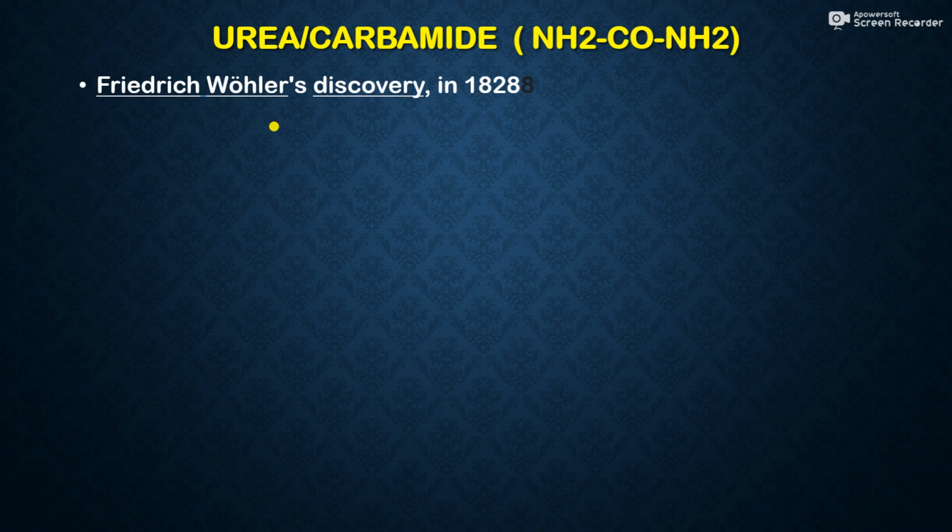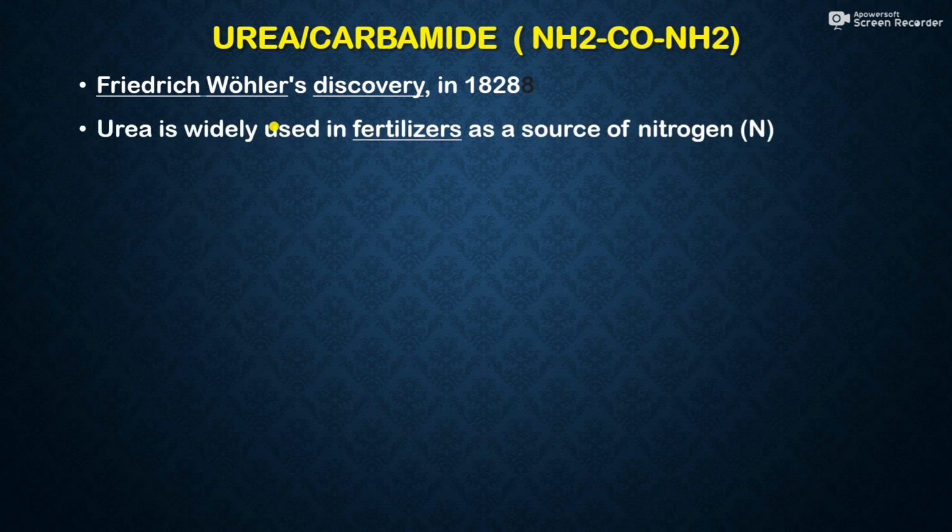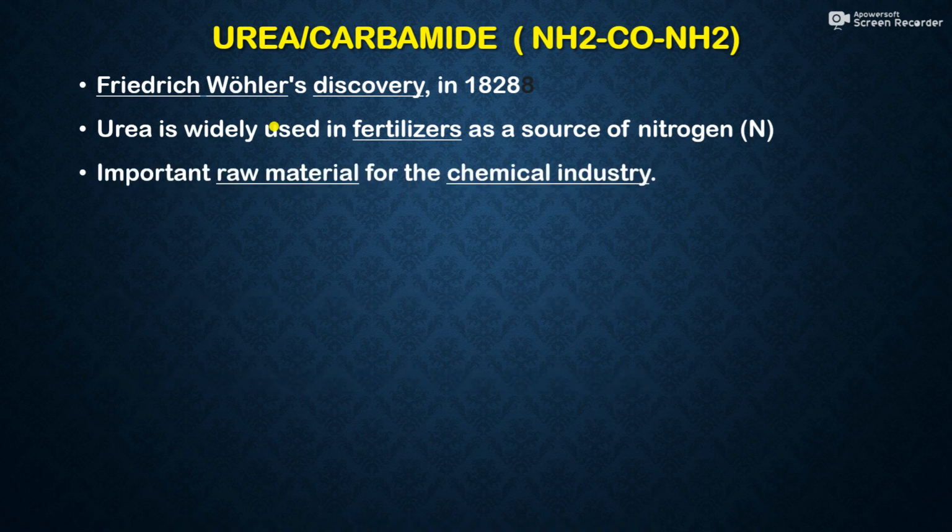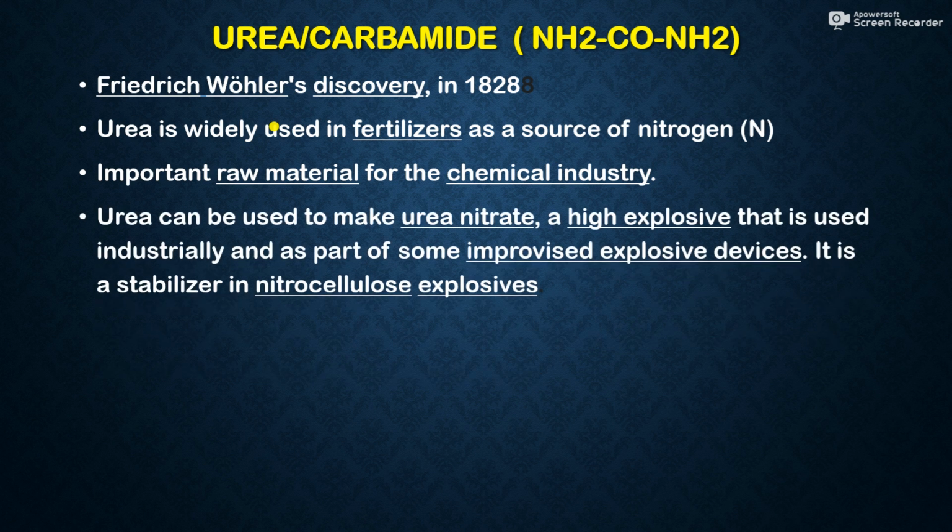Urea was discovered in 1828 by one famous scientist, Friedrich Wöhler, who tried the synthesis of urea from inorganic material, and he was successful at that time, having produced urea earlier from human urine or animal urine. Urea is widely used in fertilizers as a source of nitrogen. It is also an important raw material in different chemical industries.